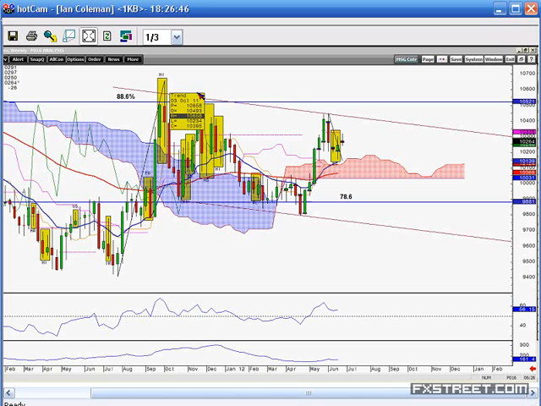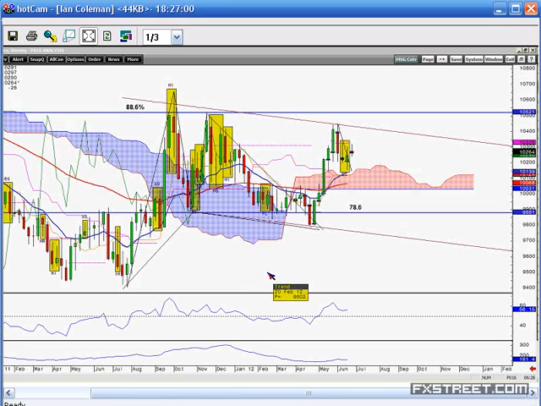A bit messy, but apart from this overshot here with this inside bar, so I just get my drawing tool on again. Apart from this overshot here through 78.6%, this looks like a bullish Gartley pattern. Now, bullish Gartley pattern target area is 61.8% of the whole move, so it has achieved that.